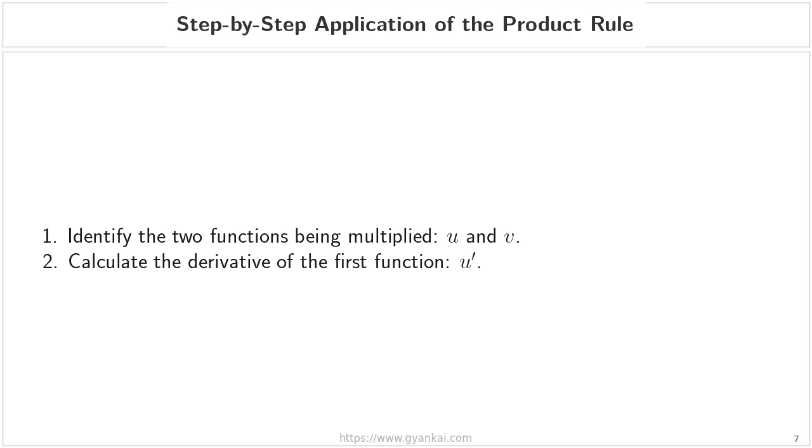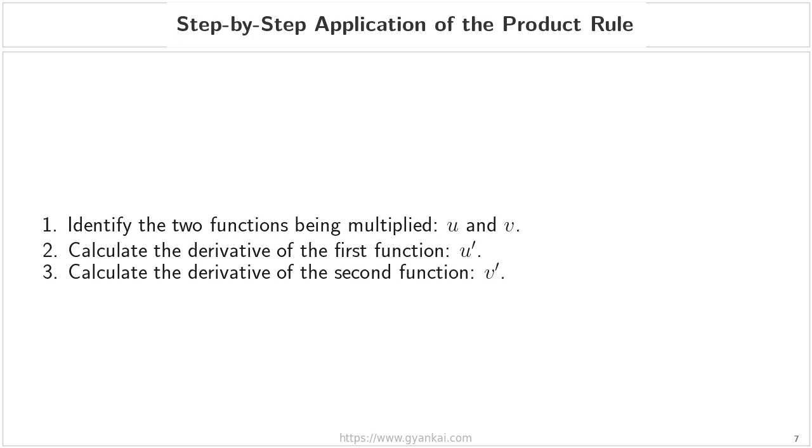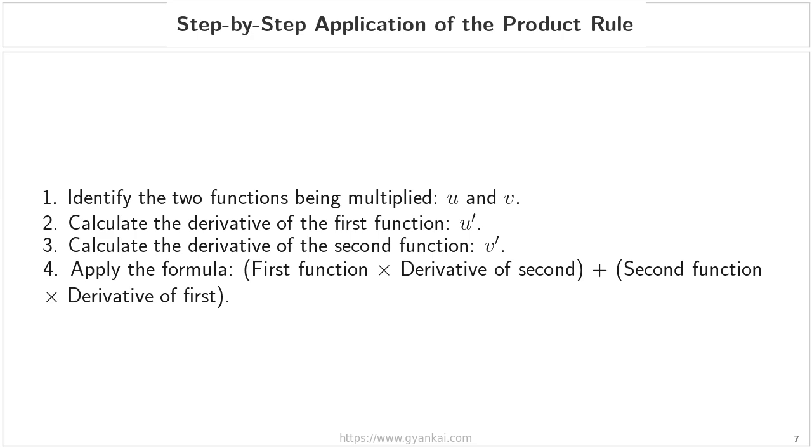Second, once you have identified your functions, calculate the derivative of the first function independently. We refer to this result as u prime. Third, follow the same process for the second function and find its derivative, which we call v prime. Finally, we assemble these components using the formula we introduced earlier. You will multiply the original first function by the derivative of the second, and then add that to the product of the original second function and the derivative of the first.